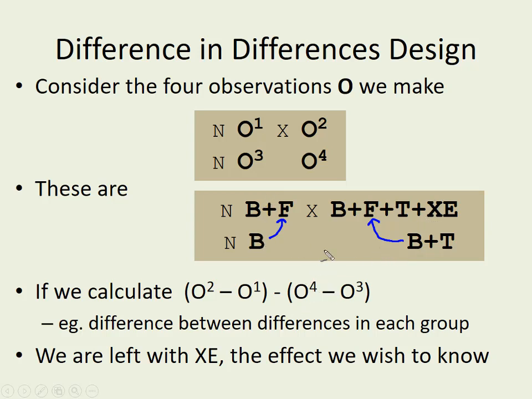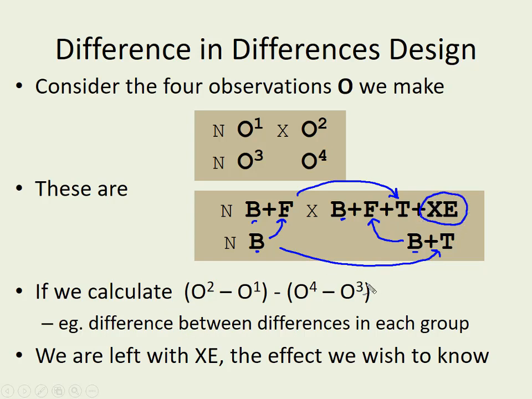And then you've got the effect of time, which is from here to here. That's adding on the T and adding on the T. So you've got the baseline level, which is there all the way through. You've got the F, which is the difference between the bottom row and the top row. And you've got the T, which is the difference between the left and the right. The only thing you want to single out is that bit there.